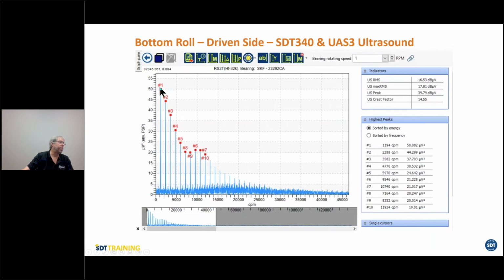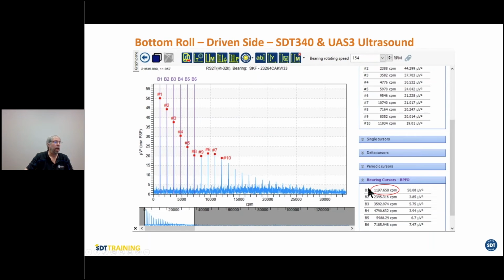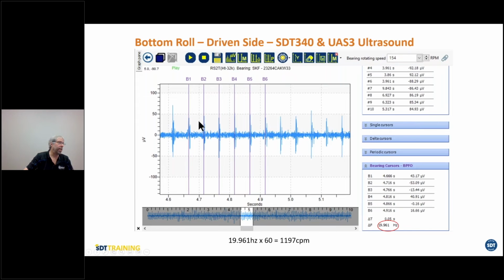Again, here, look at the beautiful spectrum. Again, the bearing defect frequency. Again, now with the overlay with the bearing defect frequency. And then again with the impacting ones.